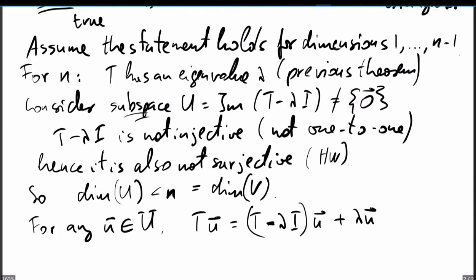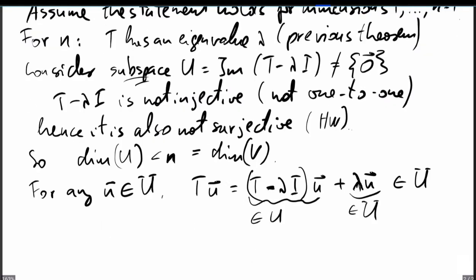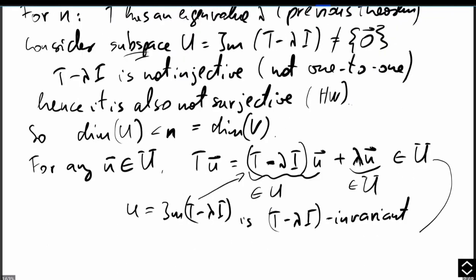But the reason we split Tu into these parts is that this part is in U, and clearly this is in U too, because U is a subspace, so any linear combination or multiple of a vector is in U. So in fact, since U equals the image of T minus lambda I, it is T minus lambda I invariant, but this equation also shows that U is T invariant, since any Tu vector is also in U, if u was in U.